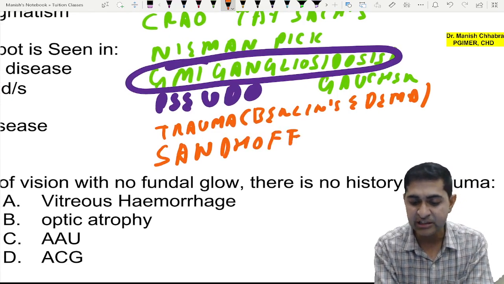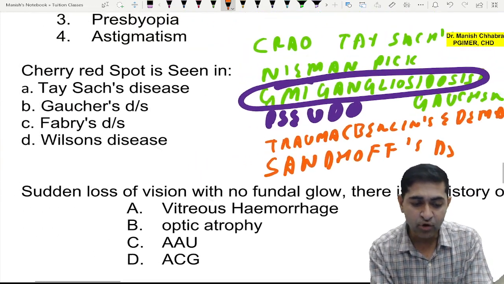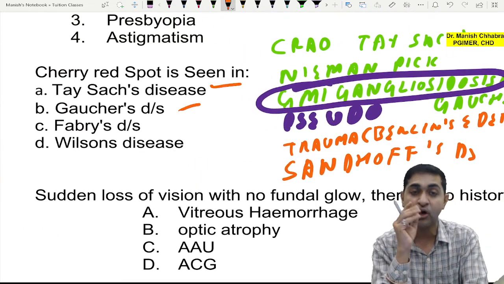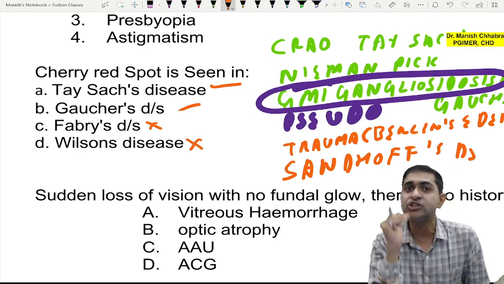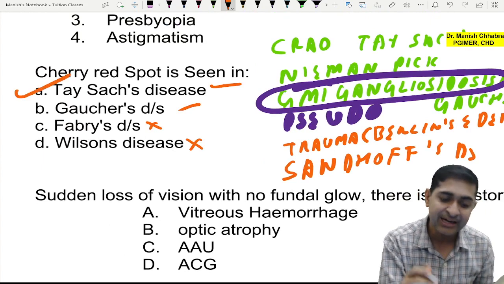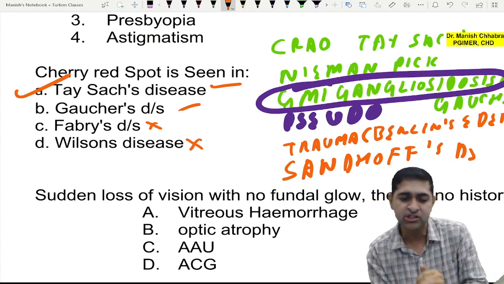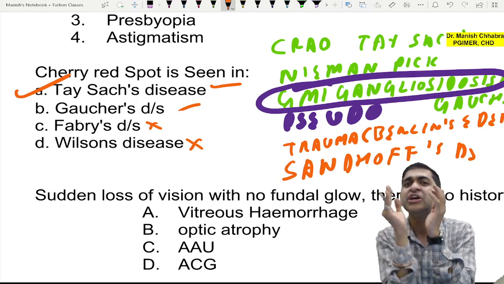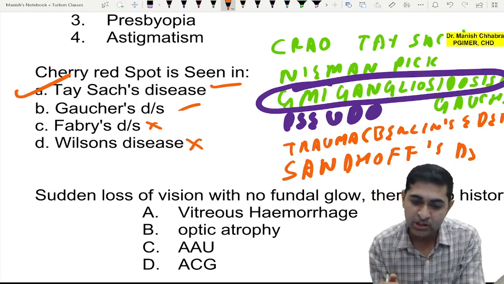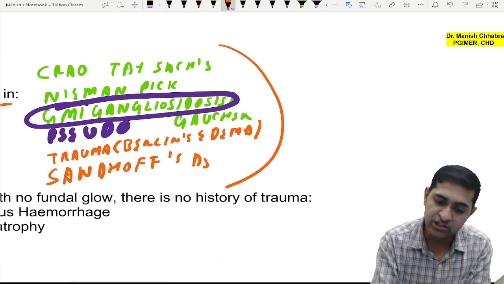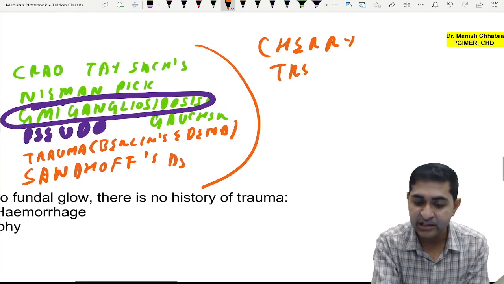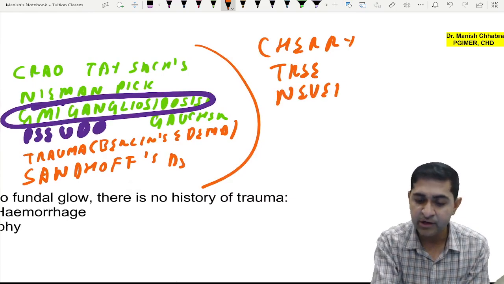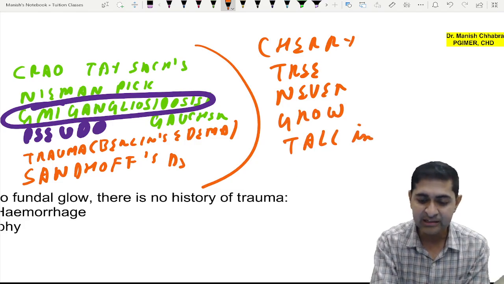Now, if you clearly see the options, we have got two answers. One is Tay-Sachs, another is Gaucher disease. You eliminate Fabry's, you eliminate Wilson's disease. So out of Tay-Sachs and Gaucher's, which one is to be picked? You will pick Tay-Sachs disease because there are high chances of it, while in Gaucher it is seen in some cases. Yes, so this is how you answer this question. But the mnemonic is: cherry tree never grow tall in sand.